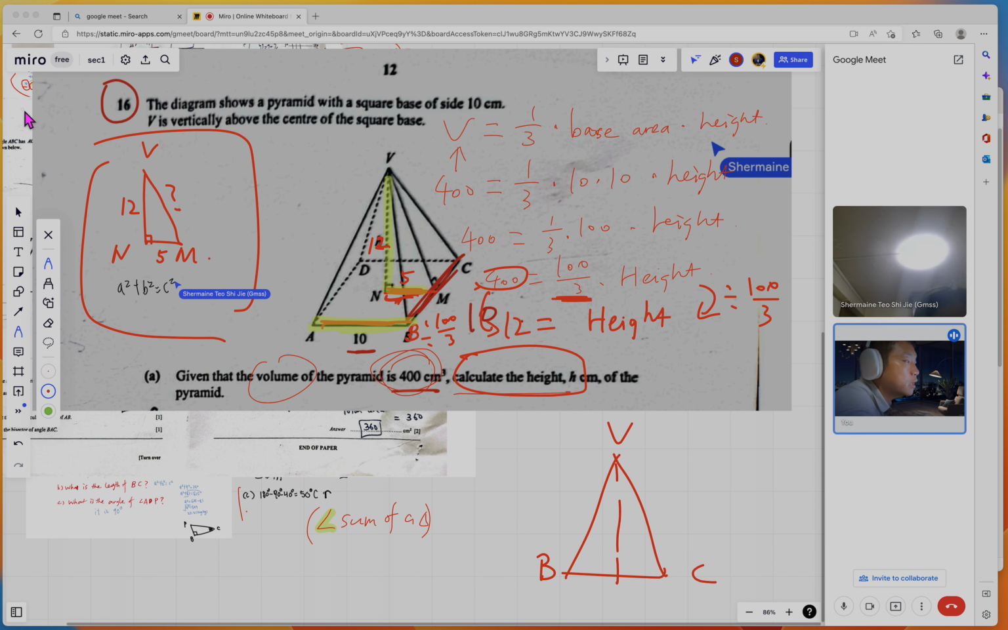Oh no, I asked you to label first. Don't give the formula first. Label first. Huh? 12 is the C? Are you sure or not? Which one is the longer side?